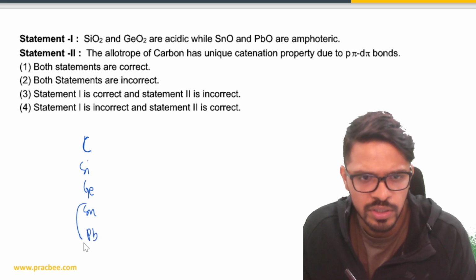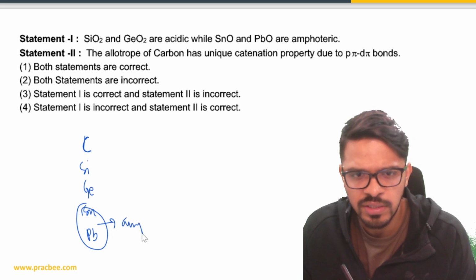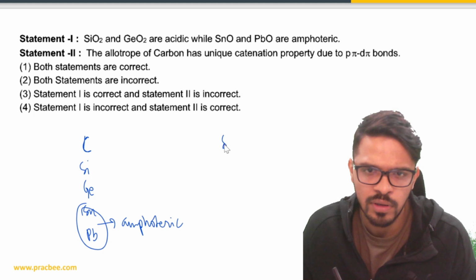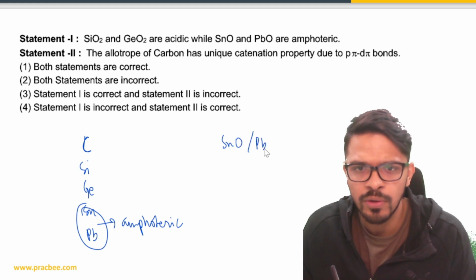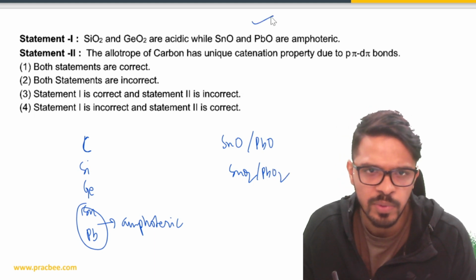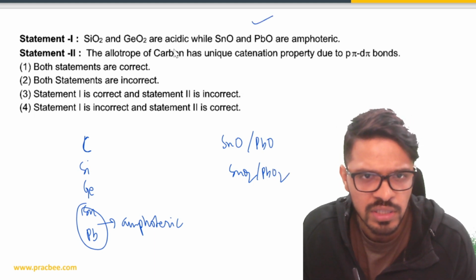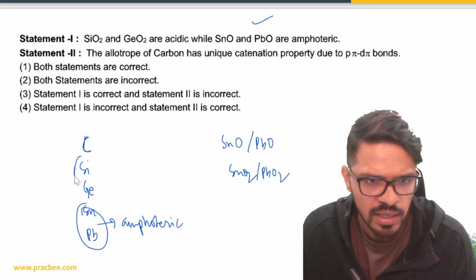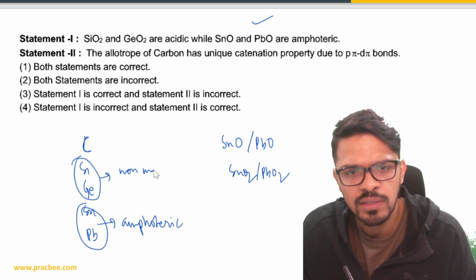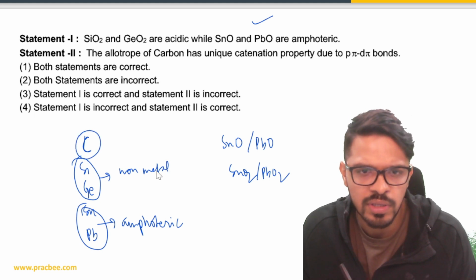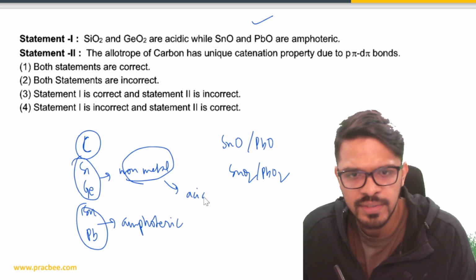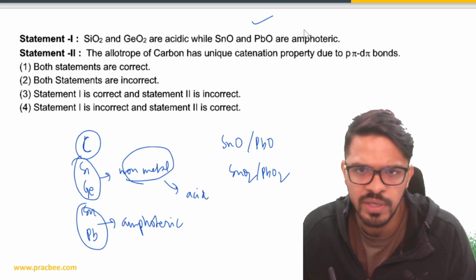We know these two are amphoteric in nature. All the oxides of Sn and Pb, be it +2 or +4, that is SnO, PbO, SnO2, PbO2, are amphoteric in nature. This statement is correct. SiO2 and GeO2 are also acidic, that is also correct. These are basically non-metals, and carbon also, they are generally non-metals, and non-metals will produce acids. The first statement is correct.